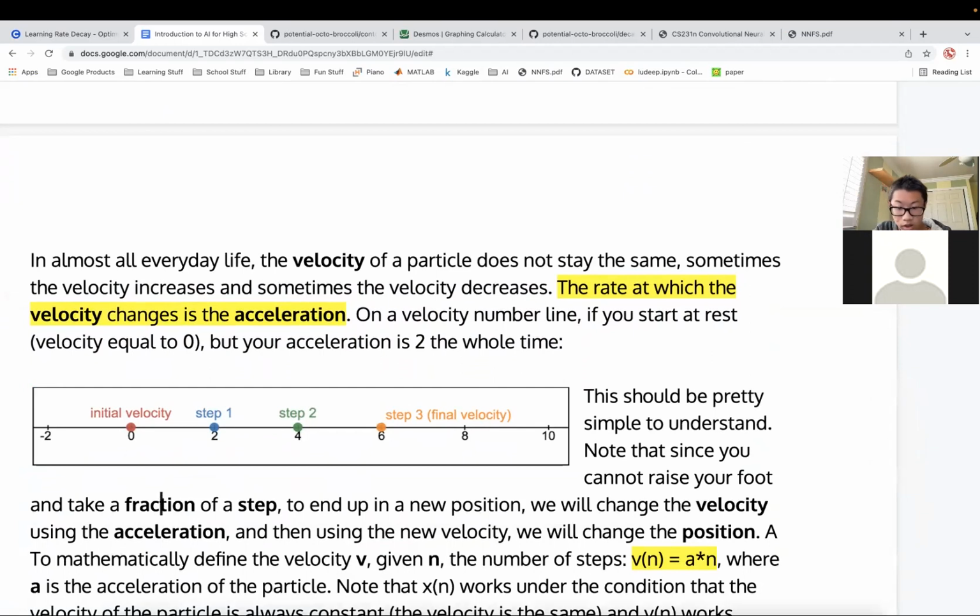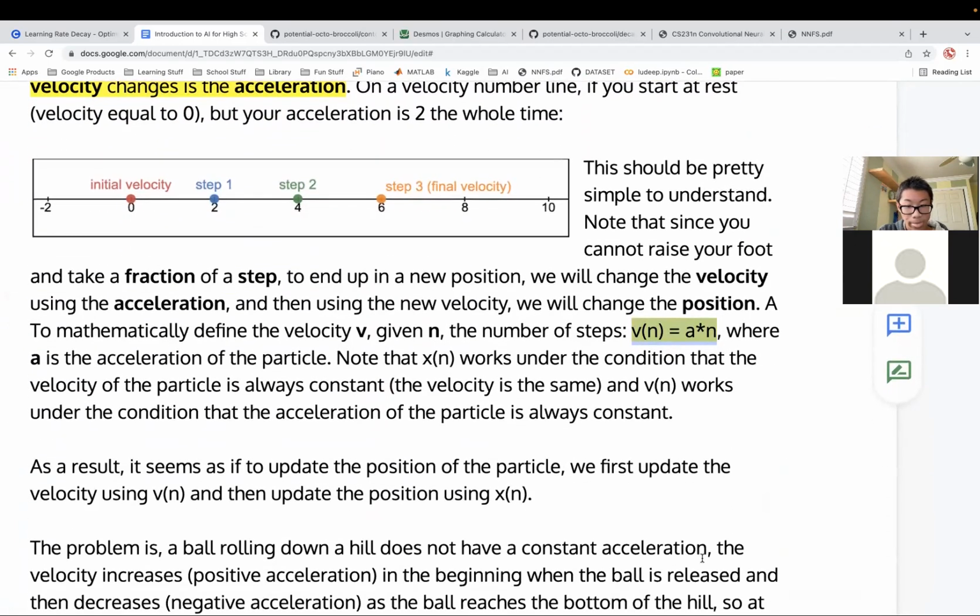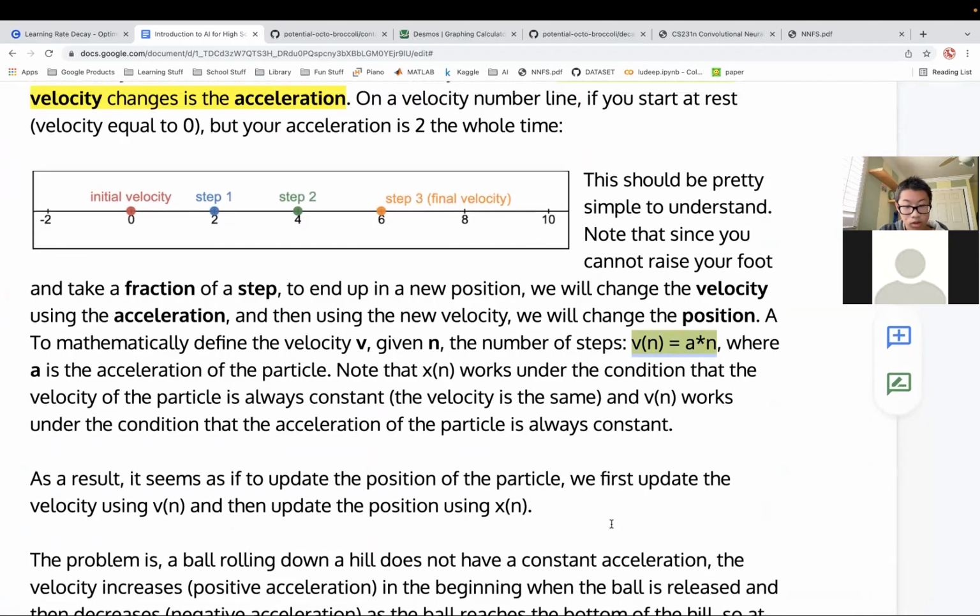If the acceleration is constant the whole time, then your velocity is given by this function. So what we need to do is update the position of the particle, which is like updating the position of the model on the hill of the cost function. We need to first update its velocity using the function we defined here, and then update the position.